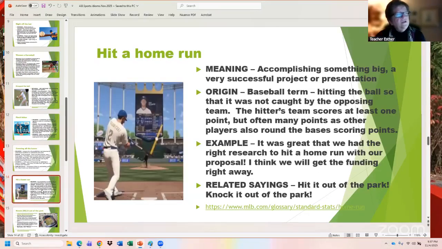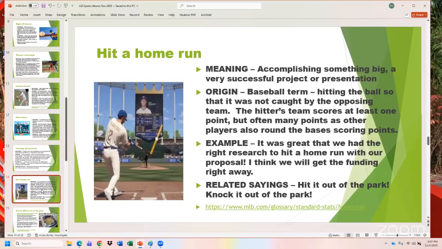Swan, would you like to read Hit a Home Run? Yes. Hit a home run, meaning accomplishing something big, a very successful project or presentation. Origin, baseball term, hitting the ball so that it was not caught by the opposite team. The hitter's team scores at least 1 point, as many points as other players also around the bases scoring points.